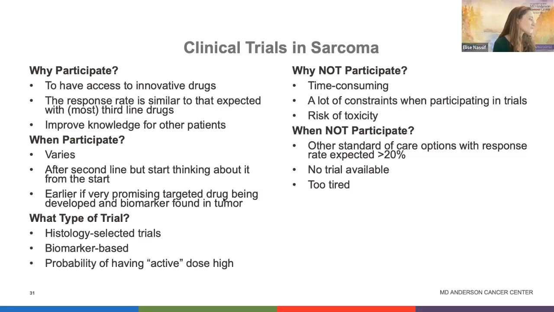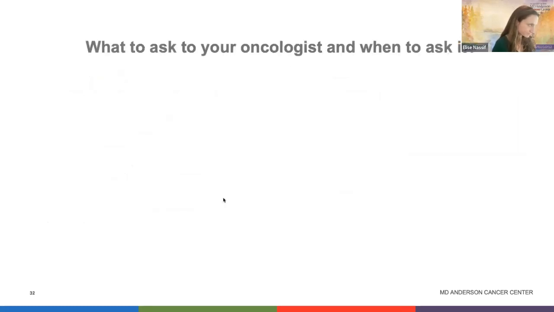Now, what type of trial? If you have several trials that are presented to you, you should mostly go for those that are histology selected, specific to your sarcoma type, or that are biomarker selected for the specific molecular alterations that we have identified. And then if you're going for an early phase clinical trial, then you want a clinical trial that you are going to receive an active drug.